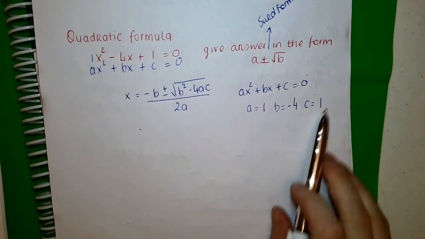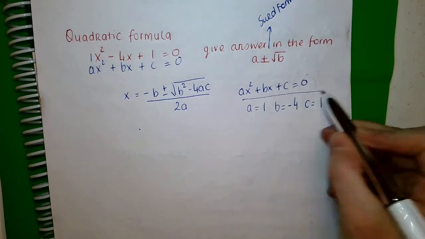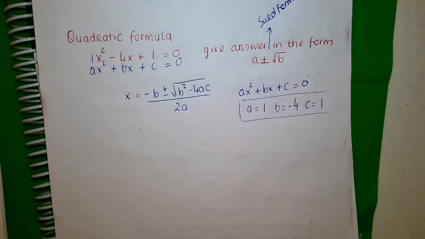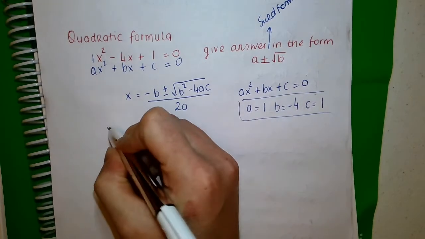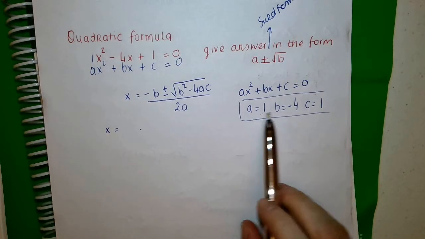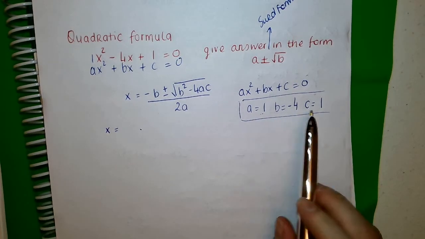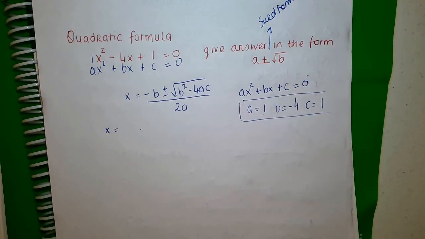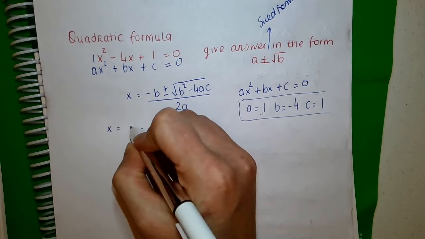Then once you do this most important part, you then just sub it in to your quadratic formula. The way that we do that is we just sub it in where the letters are, so wherever you have an a you put a 1, wherever you have a b you're going to put minus 4, and c you're going to put 1. Remember if it's a negative number always put it into a bracket to be safe.